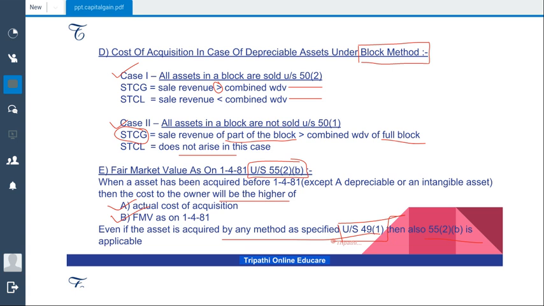Hence, this section 49(1) comes in the picture, and this section says that whatever is the cost of the previous owner, that will become the cost of Mr. X. So it won't be 0 in that case. So now here they are saying even if the asset is acquired by any method as specified under section 49(1), so even if you get any asset by way of gift or will, still section 55(2)(b) is applicable. Still you can compare, you can take the higher. So these two sections are really very important. You will have to remember one is section 55(2)(b) and second is section 49(1).